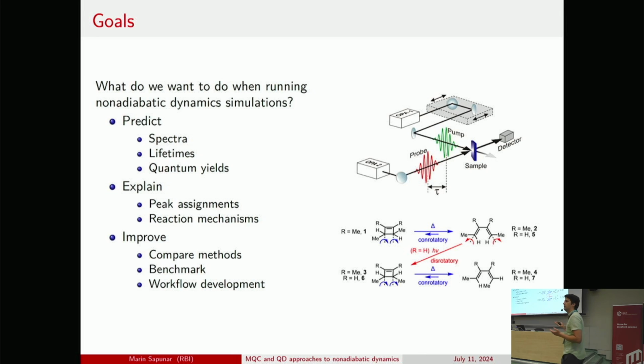Another thing that we can try with our simulations is to explain things. So we can take something that we already know, some experiment, and try to explain it, like assigning peaks, or trying to explain a reaction mechanism in the excited states. And the last thing we are doing is improving our methods, comparing, benchmarking, and developing them so that they are more general and easier to use.